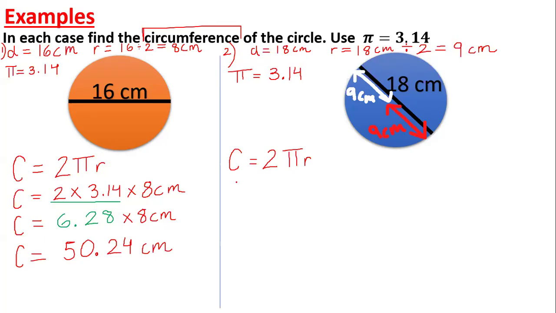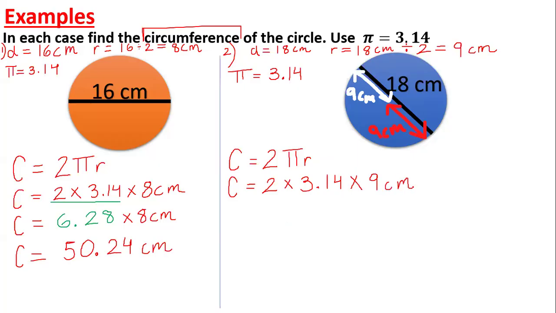All right, so C is going to be equal to 2 multiplied by, what is pi? Pi is 3.14, very good. Multiplied by, what is the radius? What is the radius, class? The radius is 9 centimeters.